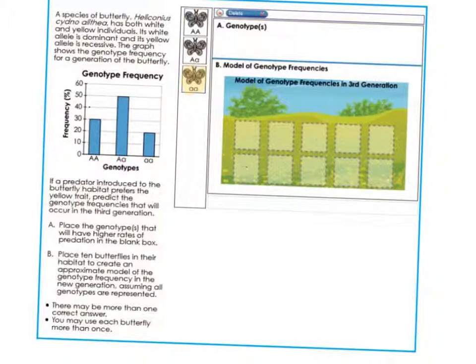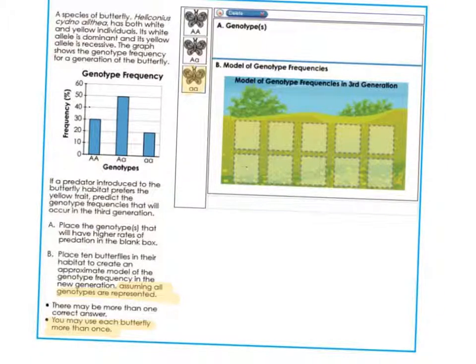And the other trick that they tell you, it's not a trick, it's a stipulation. It says you may use each butterfly more than once, but it also says, where does it say it? Assume all genotypes are represented. Did you see that? So you have to have little a in there. There have to be some little a's left over. All right, so answer A.